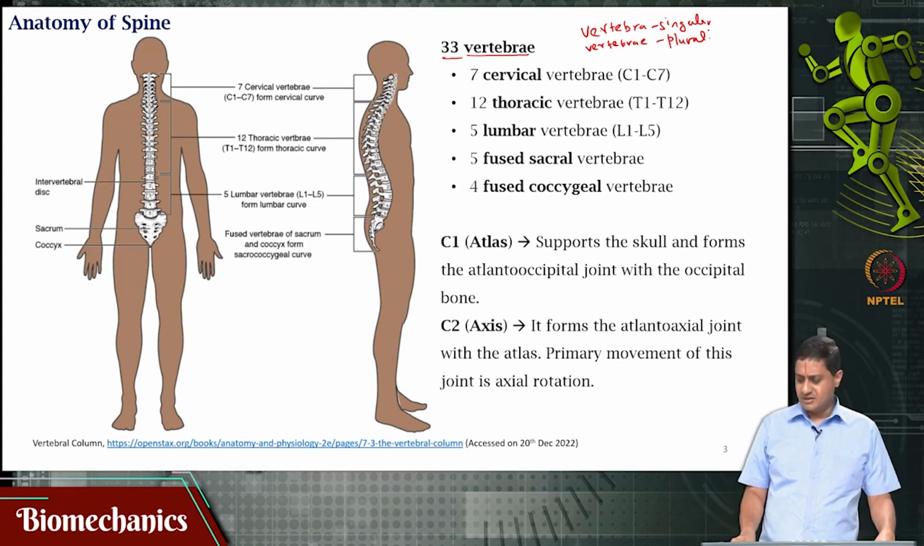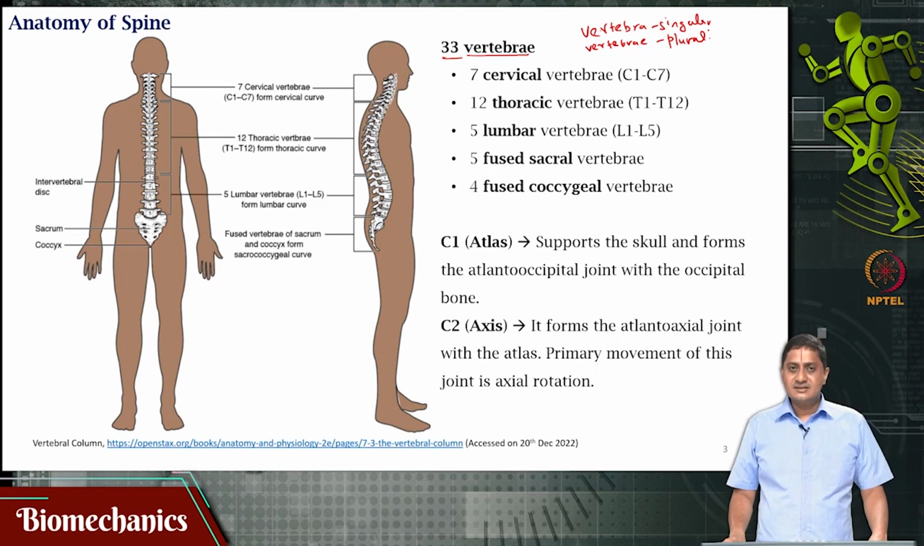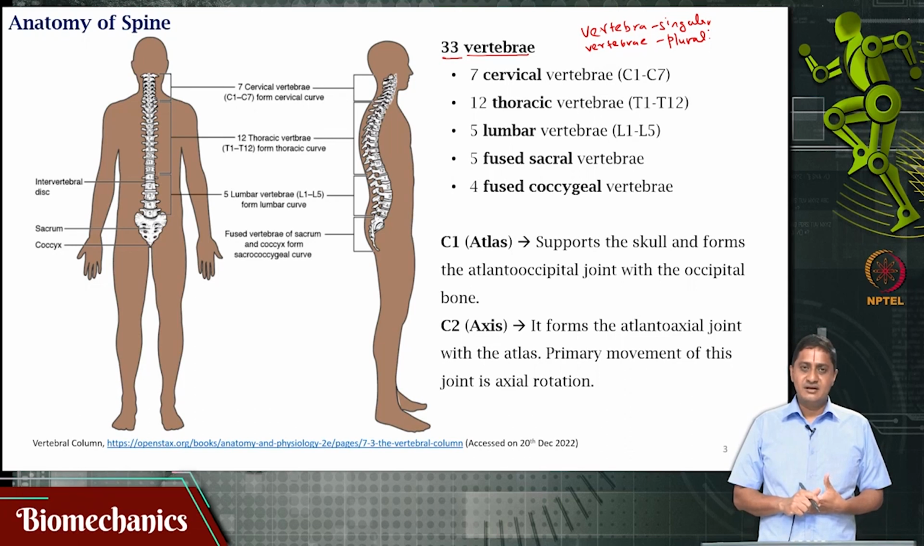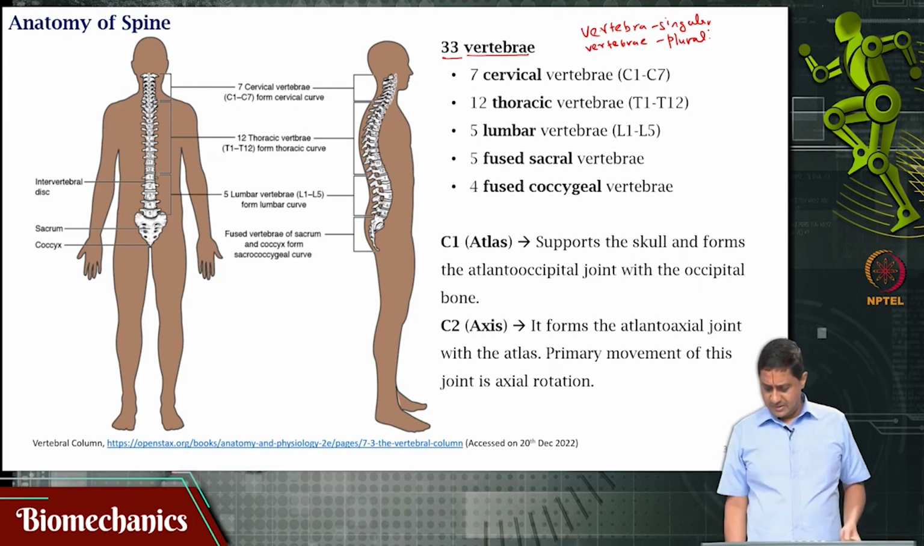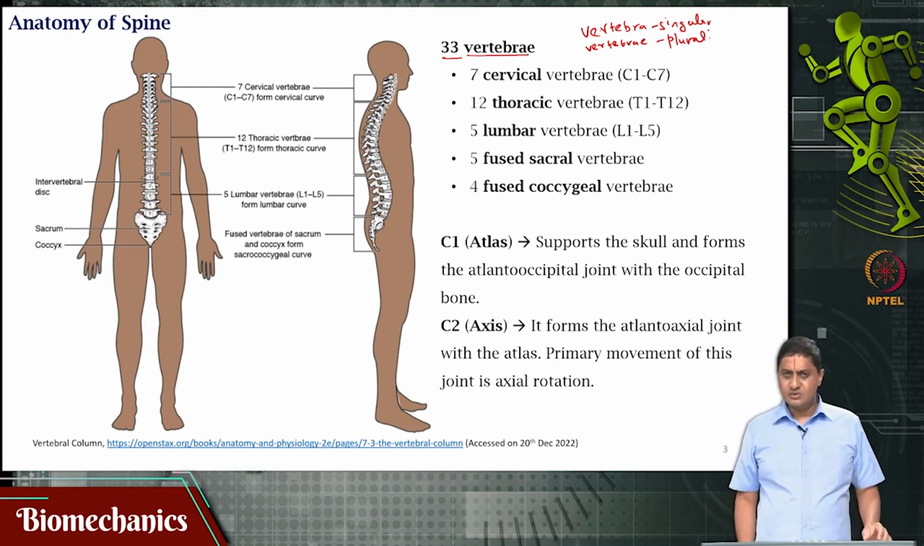What is the purpose of these vertebrae? This set of bones, or this column of vertebrae that are present in the back, is sometimes called the vertebral column. Right. What is the purpose of this vertebral column? There are some 2-3 purposes for this vertebral column.